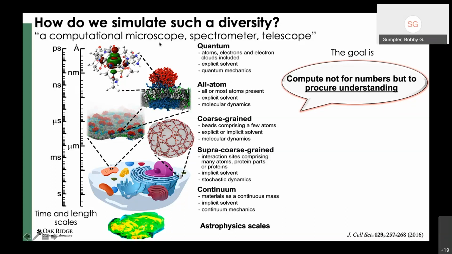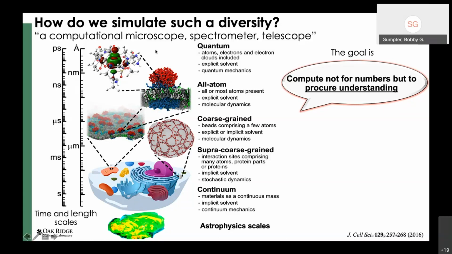This is basically the equivalent of an experimental microscope or a spectrometer or a telescope. So we dub it a computational microscope or spectrometer. I won't talk about the telescope part, but you can generate a computational telescope. It starts at the quantum level, which is electrons and nuclei, moves up to all the atoms, and all the way up to the continuum level.